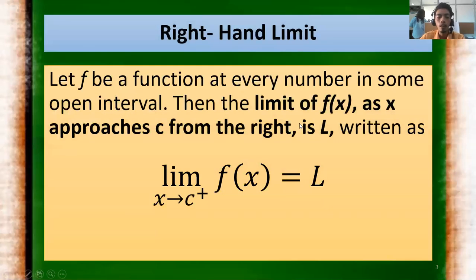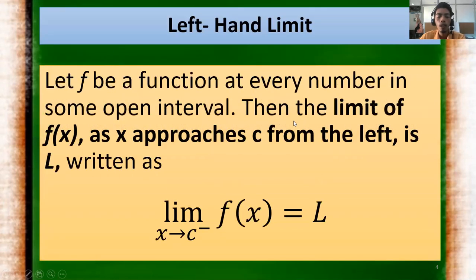So, right hand limit: let f be a function at every number in some open interval. Then the limit of f of x as x approaches c from the right is L, written as the limit of f of x as x approaches c from the right is equal to L. So again, we read it as the limit of f of x as x approaches c from the right, and this is equal to L. So, ibig sabihin, pag sinabing approaches c from the right, ito yung number or value na nag-a-approach from the right. How about the left-hand limit?